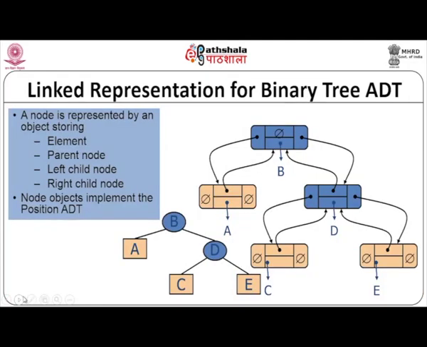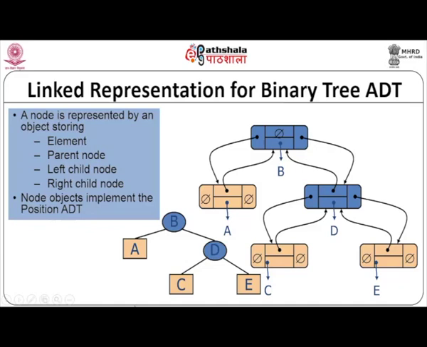Now, we go to the next and very common representation of a binary tree, and that is the linked representation of the binary tree. A node is represented by an object storing an element and it can have a parent node. There are other representations also. This particular representation is a linked representation, but it also gives you the parent node, the left child and the right child. There is another representation where you do not have the parent node link, which depends on what type of operations you do and the representation you want to have. The node objects implement the position ADT. We assume that there is a position ADT available to you.